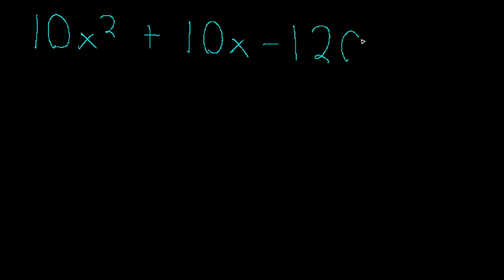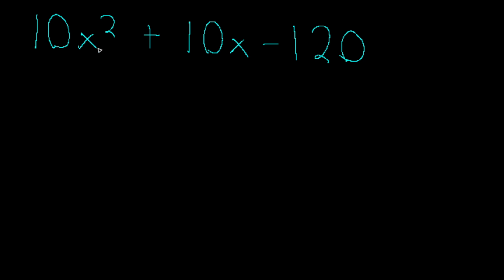All right, 10x squared plus 10x minus 120. Like the previous two problems, there's no two numbers that are going to multiply to negative 120 and add up to 10. So what we're going to do is, well, we see that we have this 10 in front of the x squared, and we could pull 2 out of these.